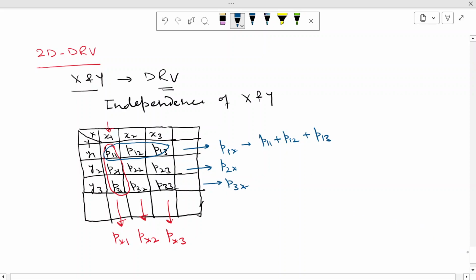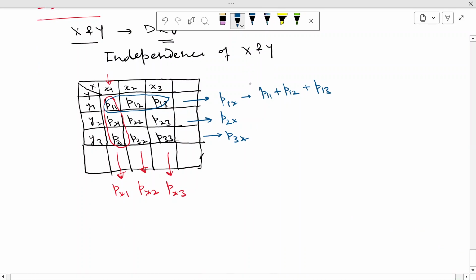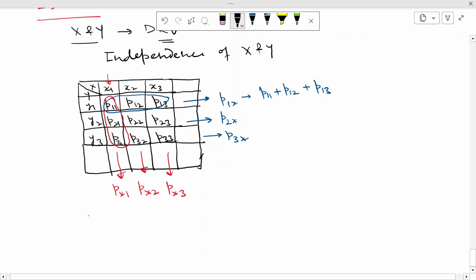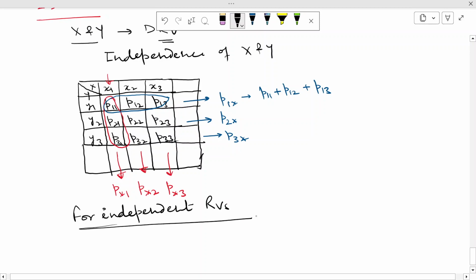Now, in order to show independence of x and y, what do we have to show? For independent random variables we have pij equals pi star multiplied by p star j, and this condition should hold for all i, j.